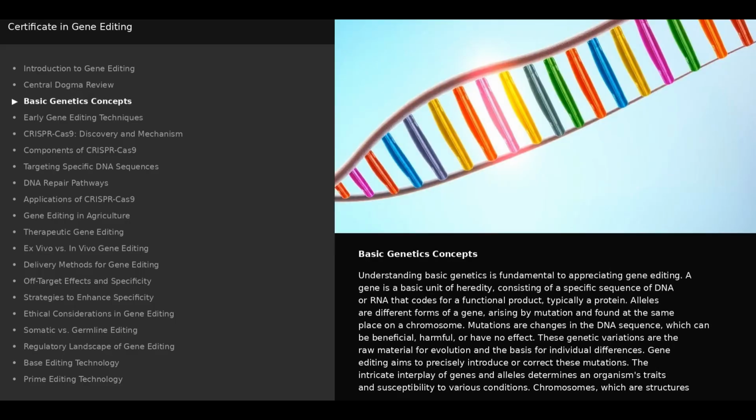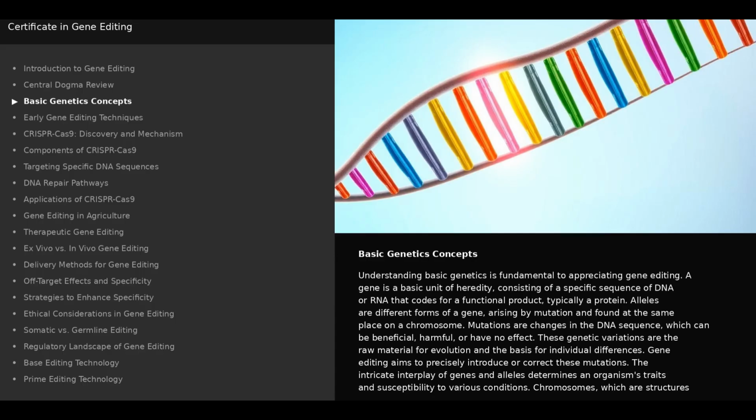Basic genetics concepts. Understanding basic genetics is fundamental to appreciating gene editing. A gene is a basic unit of heredity, consisting of a specific sequence of DNA or RNA that codes for a functional product, typically a protein. Alleles are different forms of a gene, arising by mutation, and found at the same place on a chromosome. Mutations are changes in the DNA sequence, which can be beneficial, harmful, or have no effect.